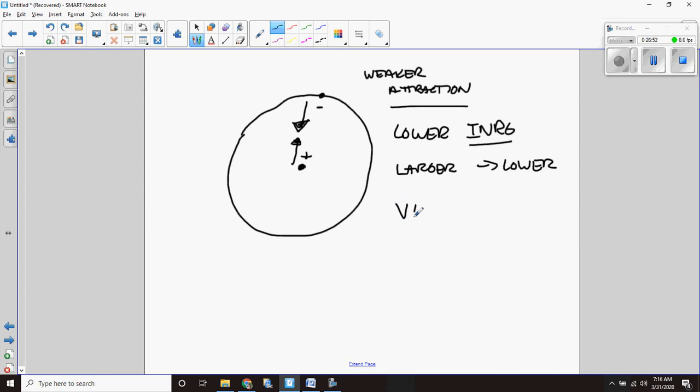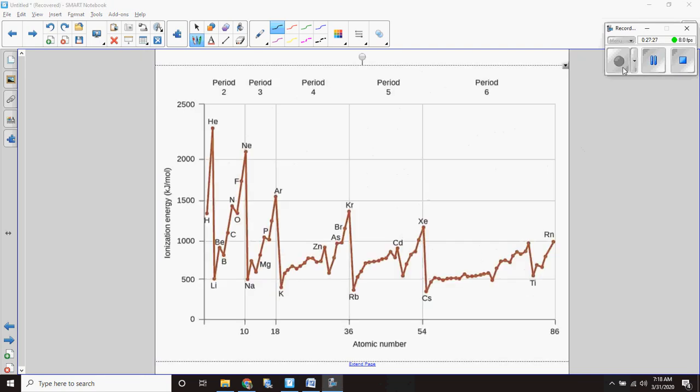There's another trend that deals with valence electrons. As you go from one valence electron over to 8 valence electrons, the ionization energy goes through the roof. So ionization energy increases dramatically as we go from 1 valence electron to 8 valence electrons, because an atom with 8 valence electrons is incredibly stable. And an atom with 8 valence electrons simply does not want to lose electrons. So one of the trends we see is ionization energy goes through the roof as we get to the point where we have 8 valence electrons.